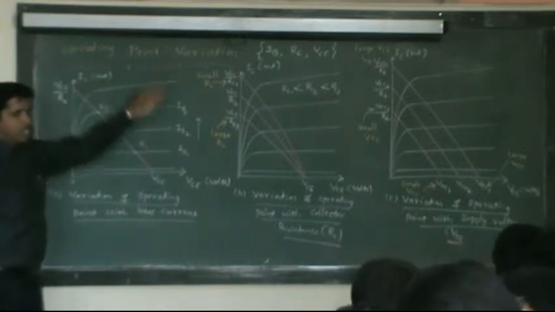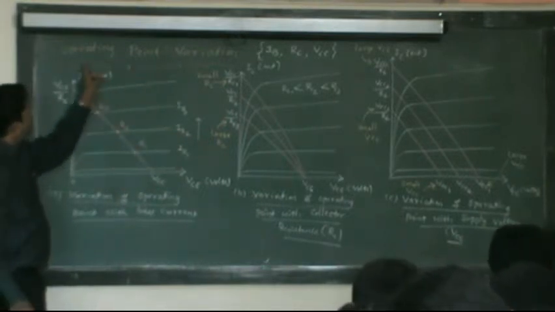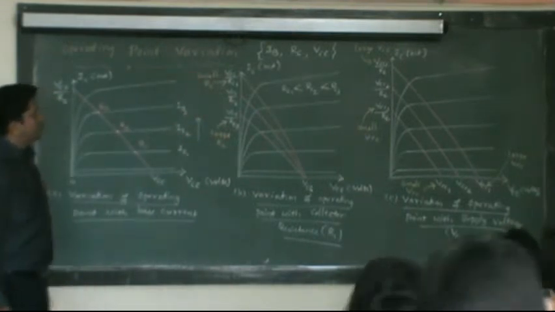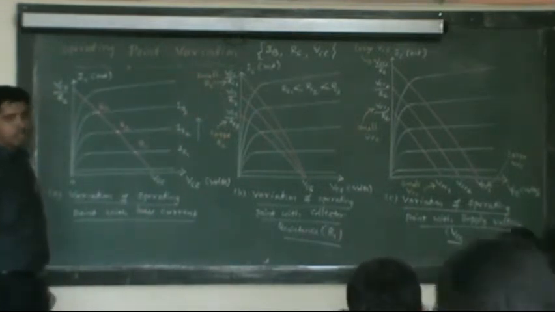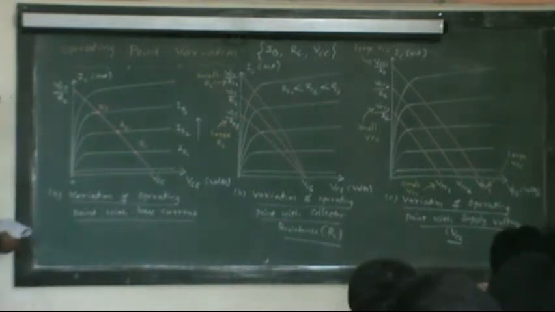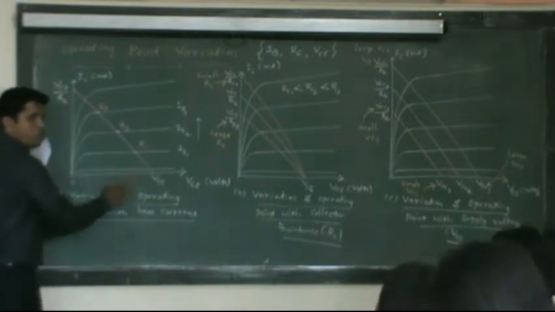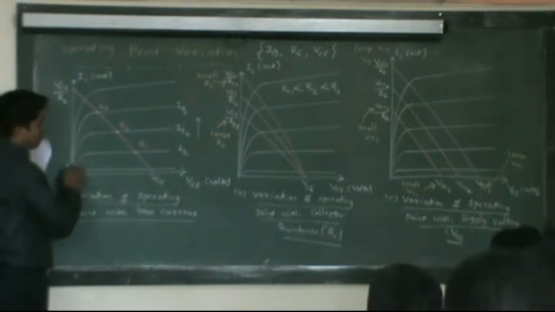So that's what we see in these three graphs: operating point variations with respect to different variations in base current, collector resistance, as well as supply voltage. Look at the first curve. What we have indicated here is the output characteristics of the common emitter configuration.